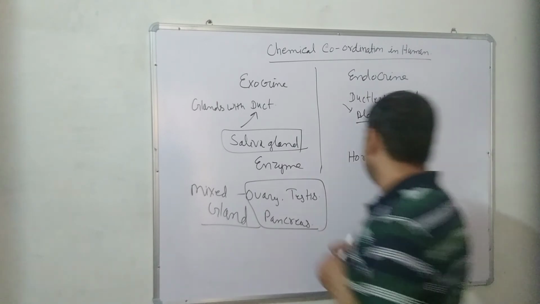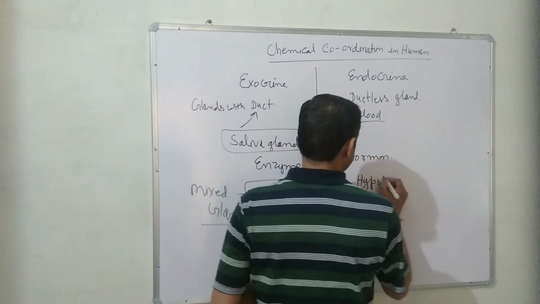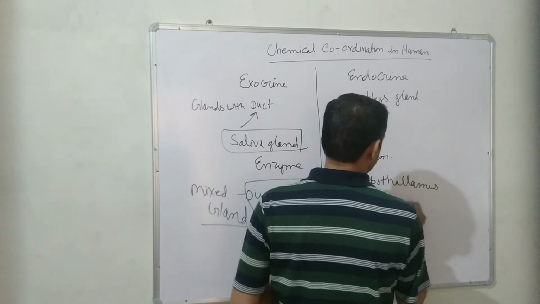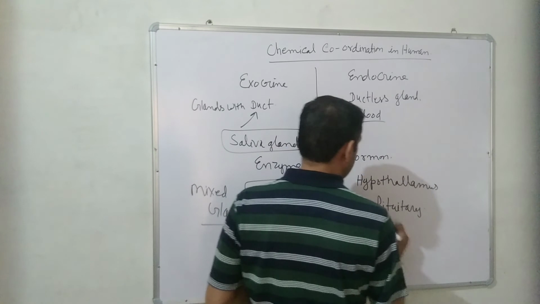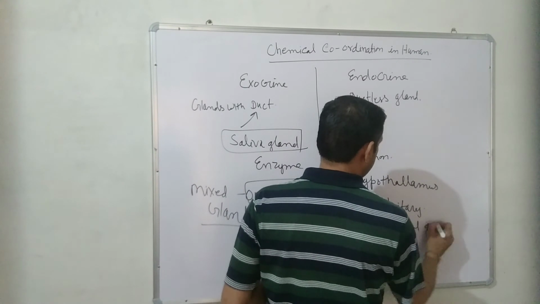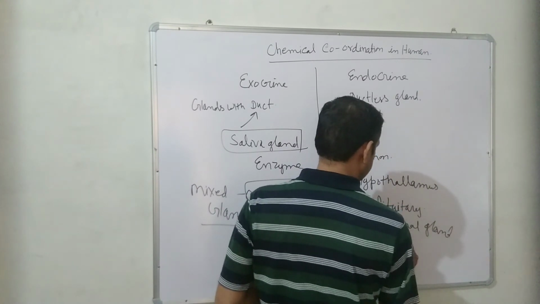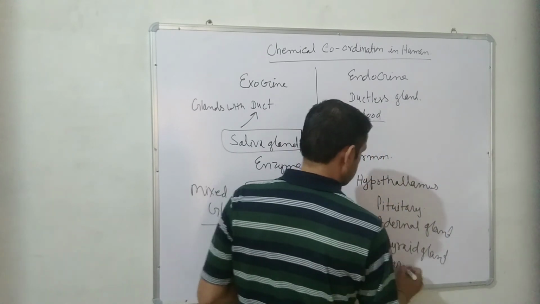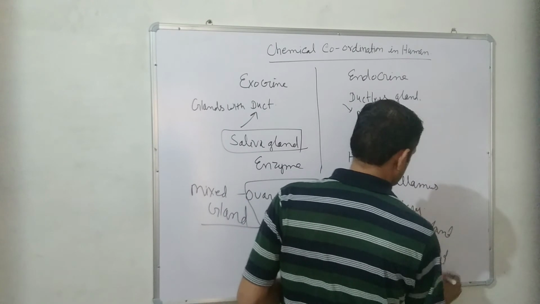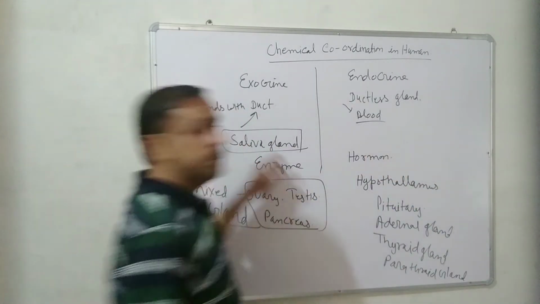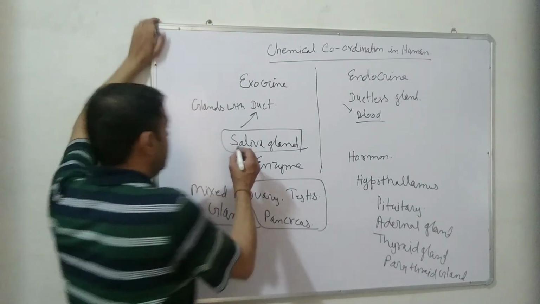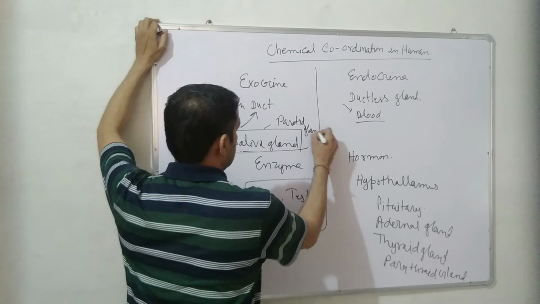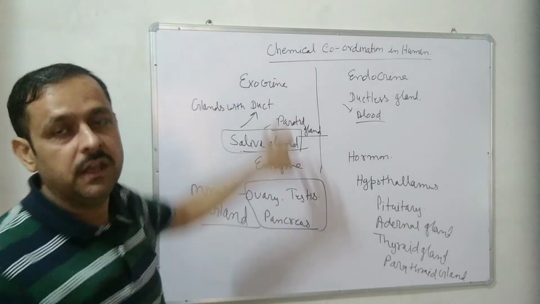Particular endocrine glands are hypothalamus, pituitary gland, adrenal gland, thyroid gland, parathyroid gland, and particular examples of exocrine are saliva gland and parotid gland, which we can't study here in this chapter.